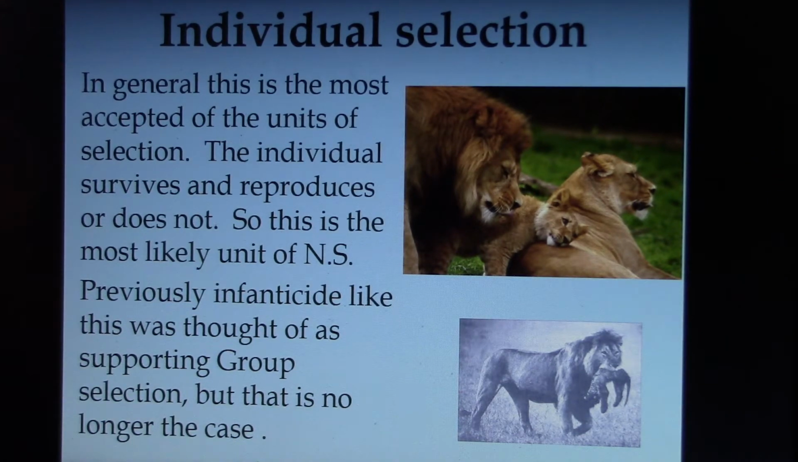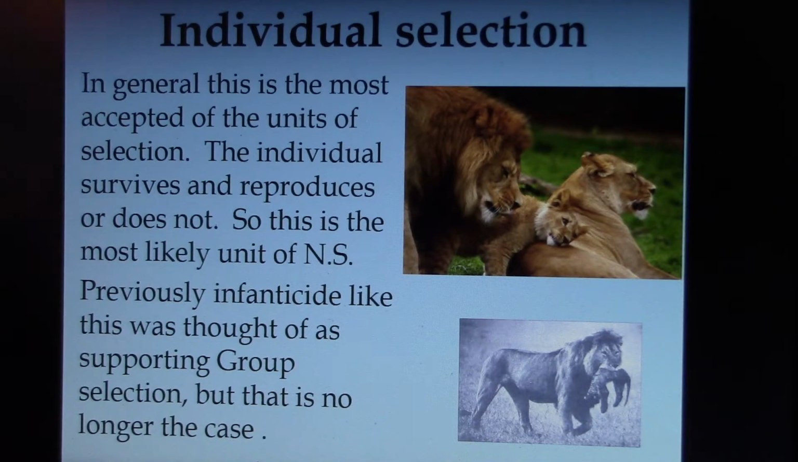Then individual selection. So individual selection, and just think about it. Who survives and who reproduces? The individual. So that just right there, that should be it. Ooh, that is the most likely unit of selection.